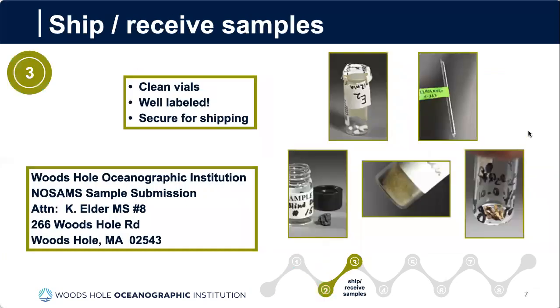Once the samples have been submitted into the portal, they can be shipped to us at NOSAMS. It's important to use clean glass or plastic vials and think about things like the size of the opening of the vial. If it's narrow and it was difficult for you to get your sample in, it's going to be difficult for us to also get it out on our end. And be sure to label them clearly and secure them well for shipping.